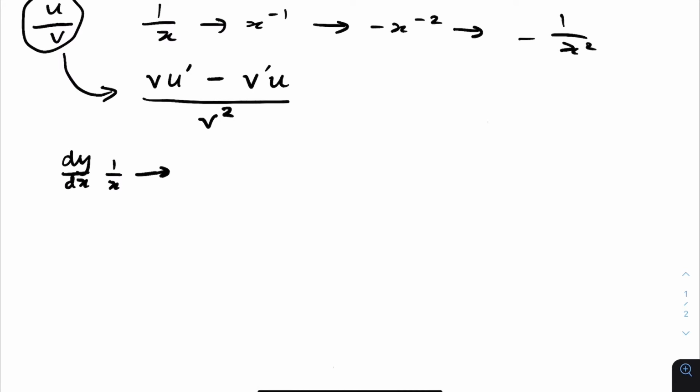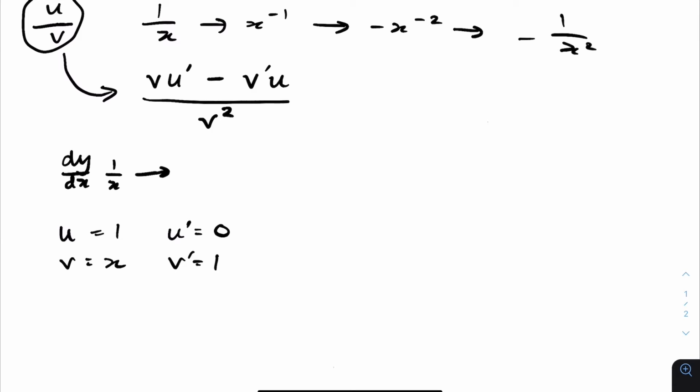We'd first write down our u and v values and then the derivatives of each. So u is 1, v is x. The derivative of u is just 0. The derivative of v is 1. I'll just write u prime and v prime. Now you can just substitute into the equation.